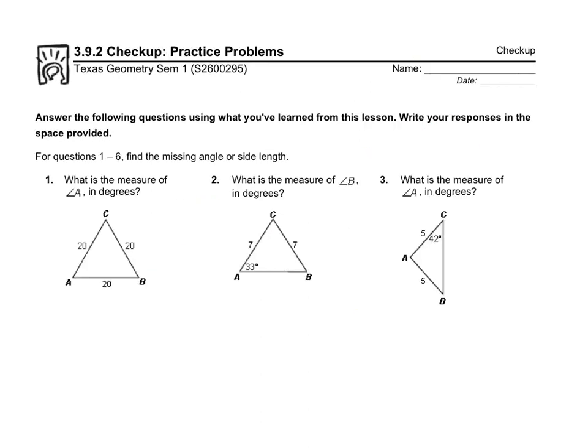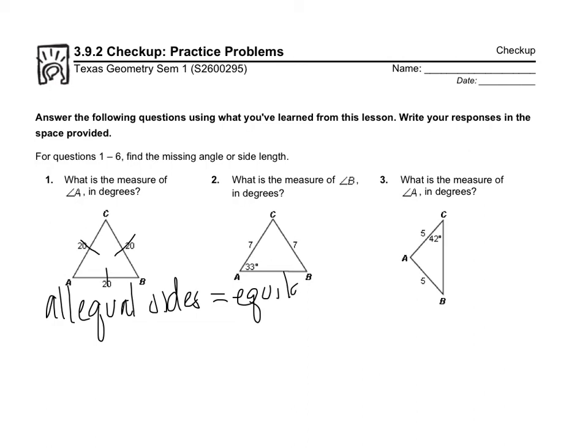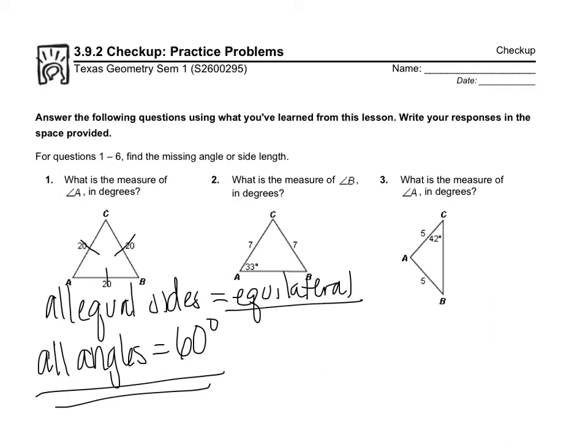Question 1 says, what is the measure of A in degrees? Well, what I want you to notice is that this side is 20, this side is 20, and this side is 20. If all sides are equal, that means it is an equilateral triangle. That means all angles equal 60 degrees. And that is true for every equilateral triangle, every single one of them. If it's equilateral, all angles are 60 degrees.